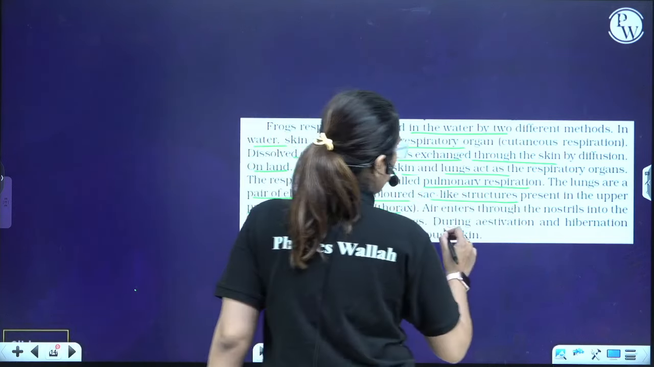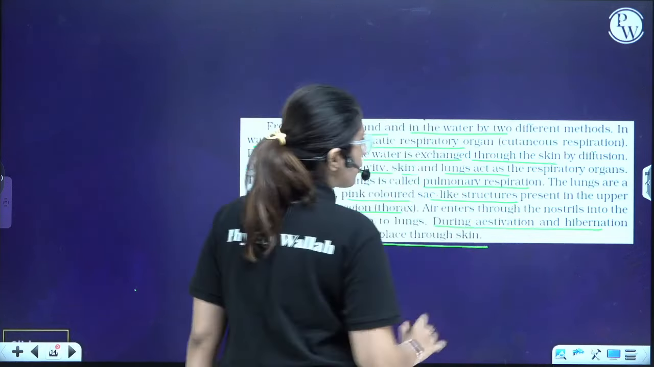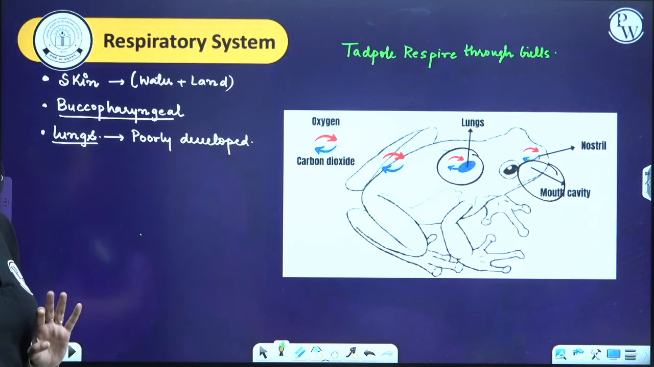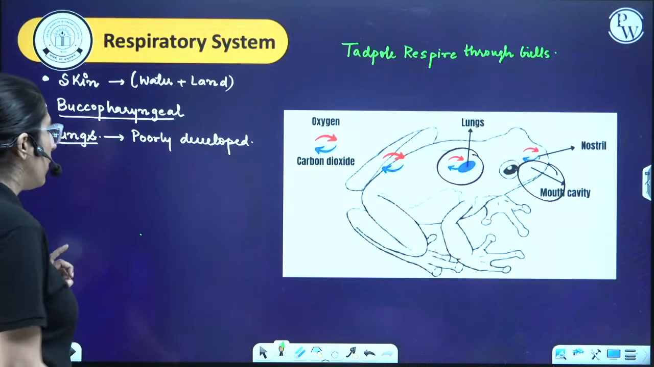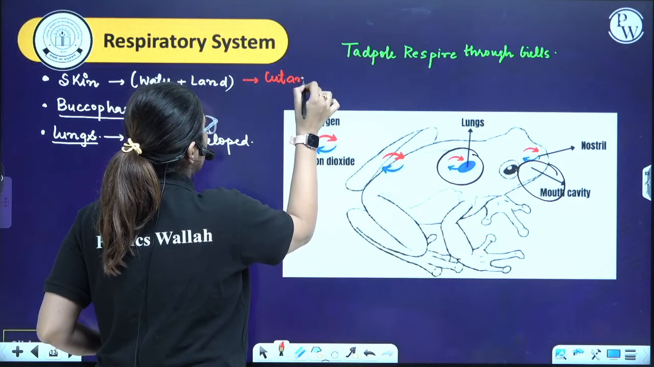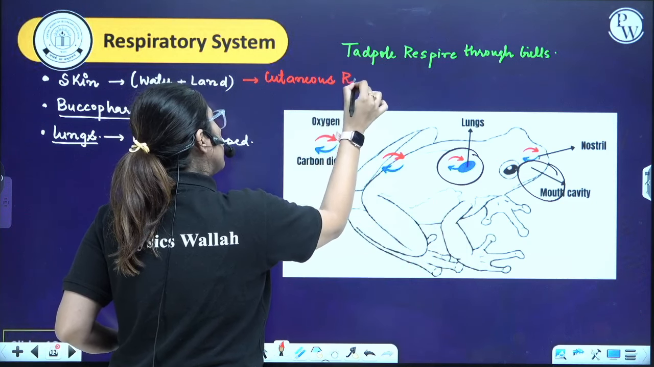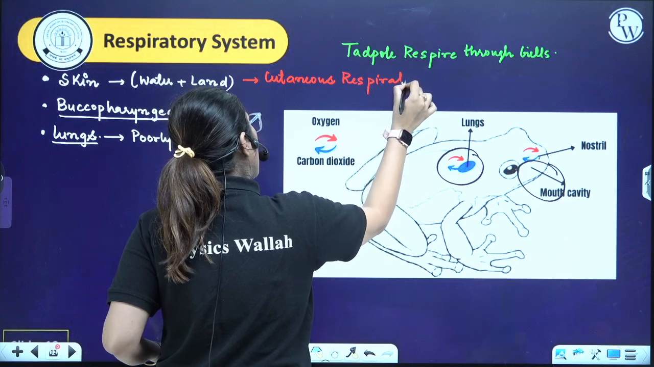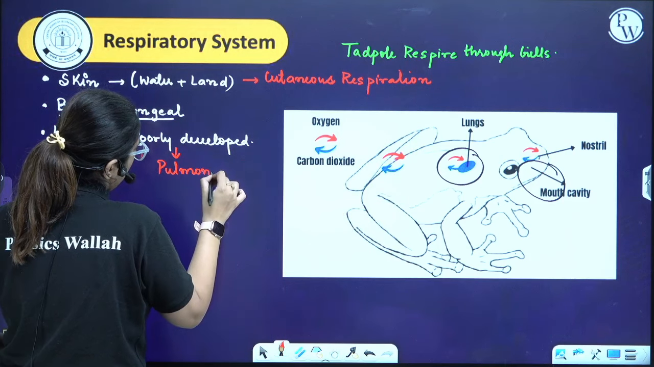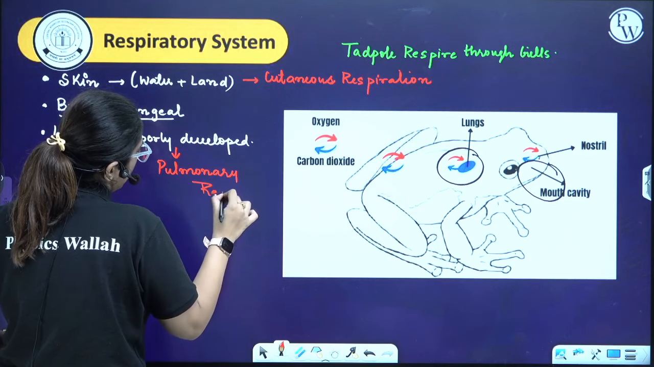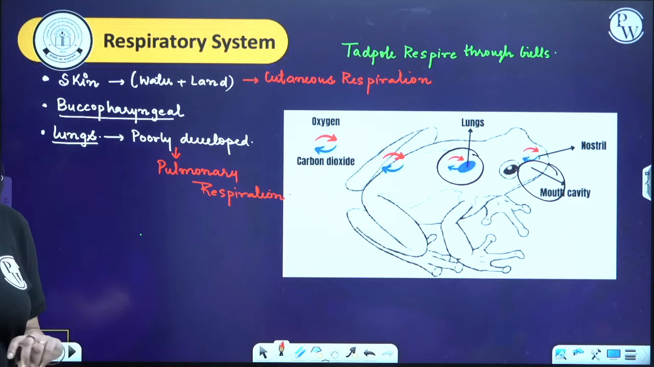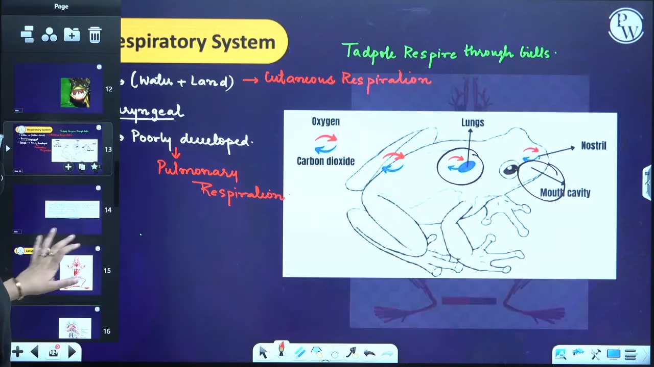Very important line. During estivation and hibernation, the gaseous exchange takes place. Clear? Now, the skin respiration occurs, buccopharyngeal and the lungs. With the help of lungs also, the respiration. So, please remember these terminologies also. That skin respiration is termed as cutaneous respiration. And this one is termed as pulmonary respiration. Clear? Now moving on to the next, that is circulatory.